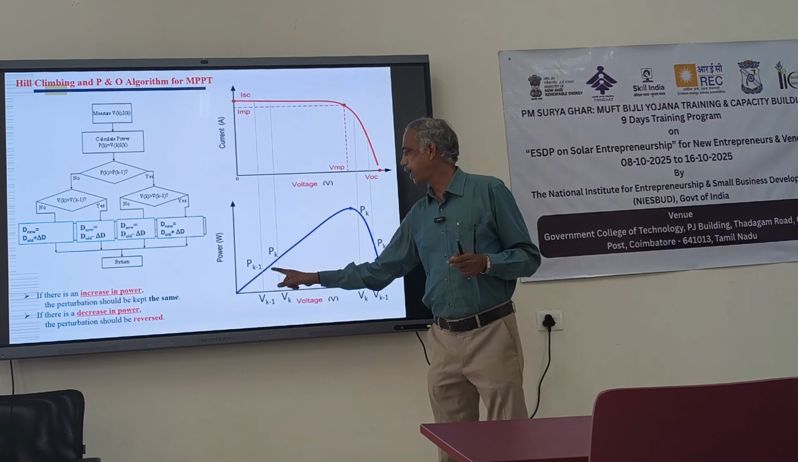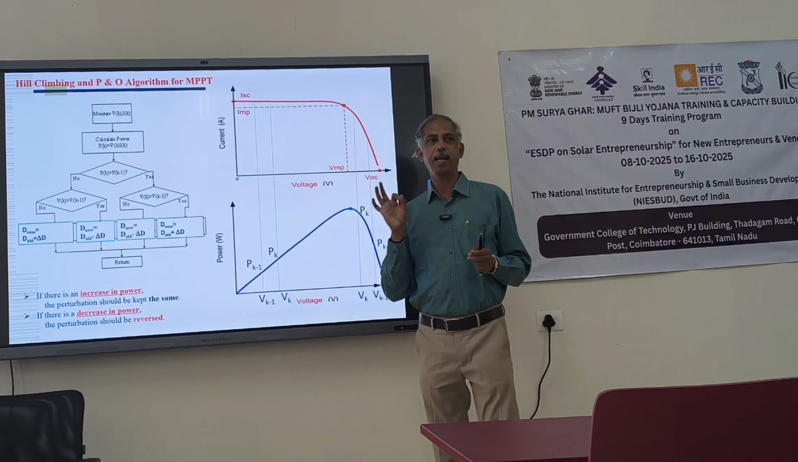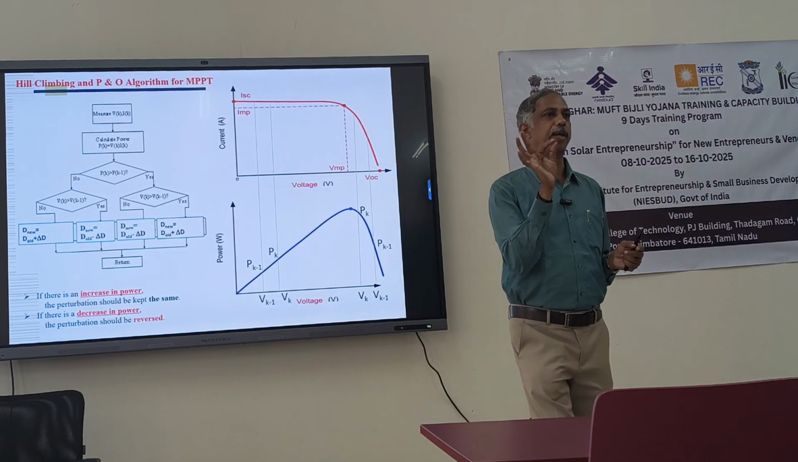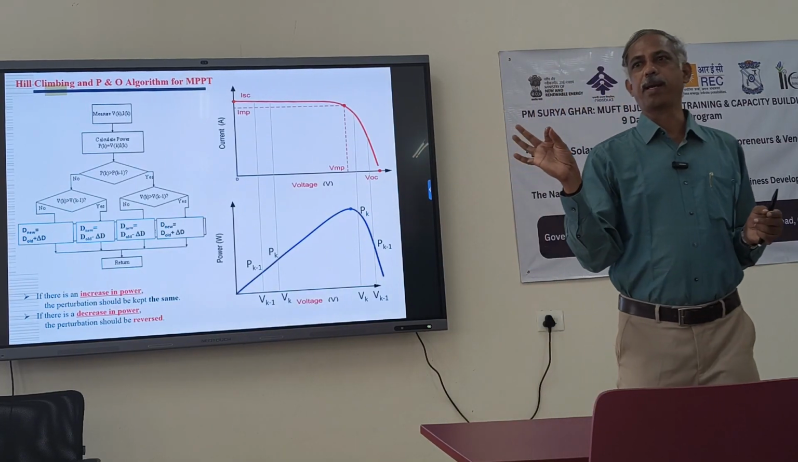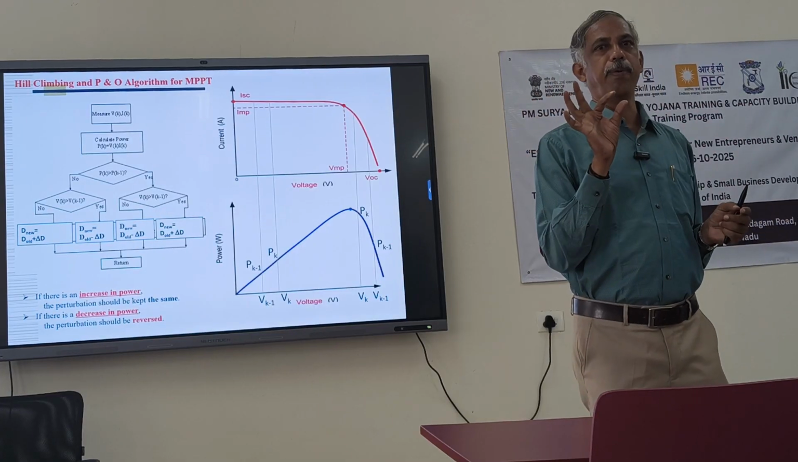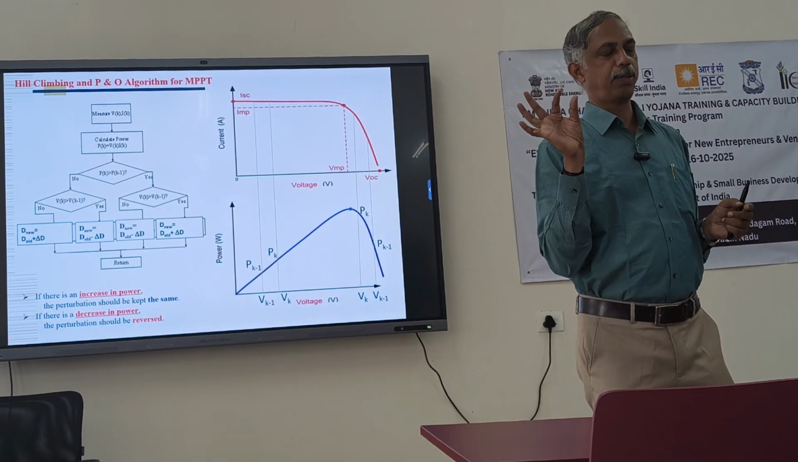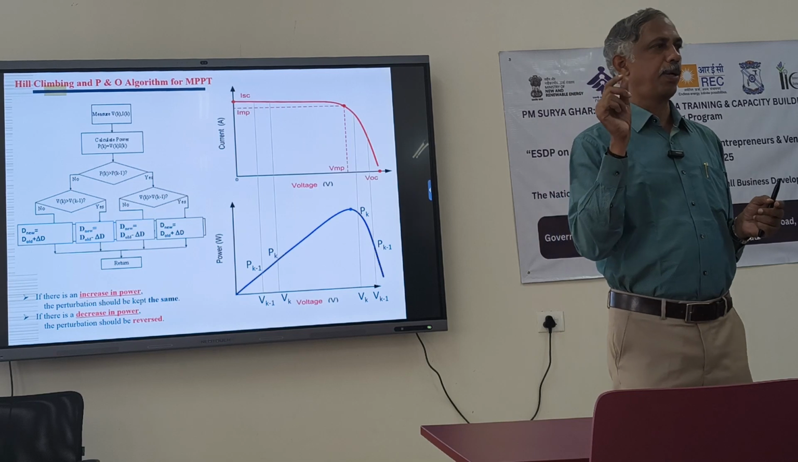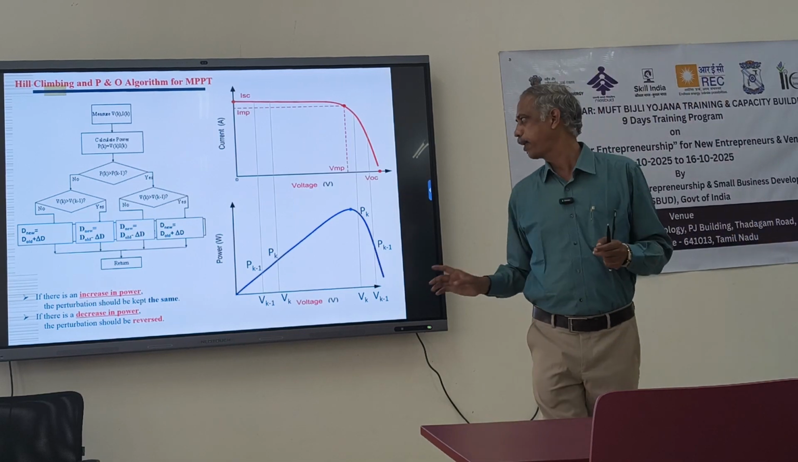Okay, so what is the perturbation on this side? A slight change in voltage. Then calculate the power. Compare the power with the maximum power, whether the power is maximum, smaller or higher. Depending on that, you have to perturb in the next step. That's all. Okay.